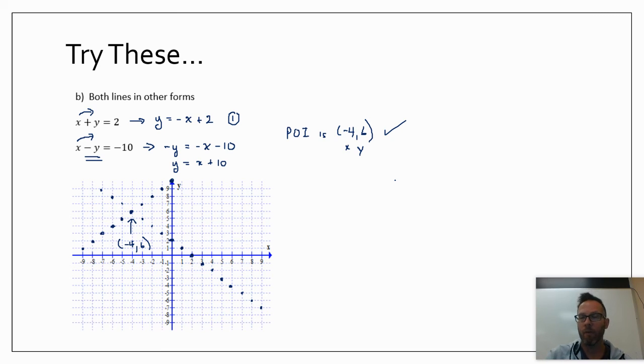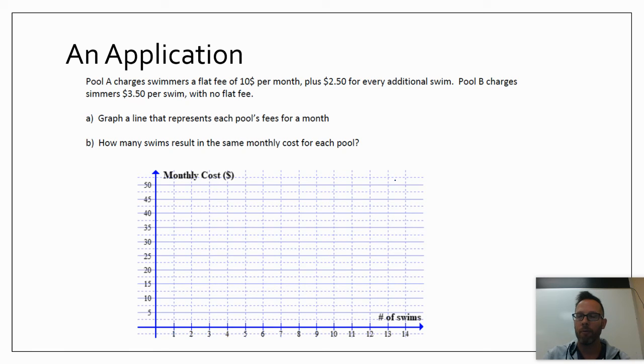All right, guys, we've solved a lot of linear systems by graphing. Hopefully we're feeling pretty good. I just have one example where we're going to do an application. This won't take long at all. So we're going to graph a line for each of these scenarios and use that to answer an application problem. So here the scenario is we have a certain pool.